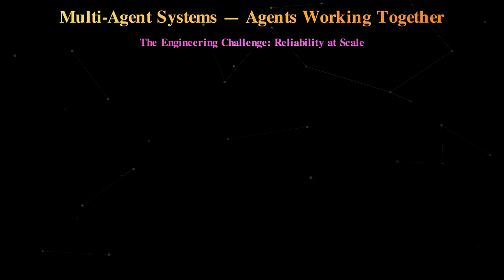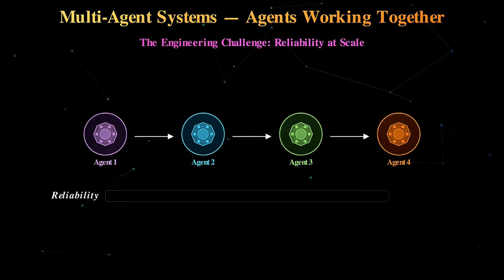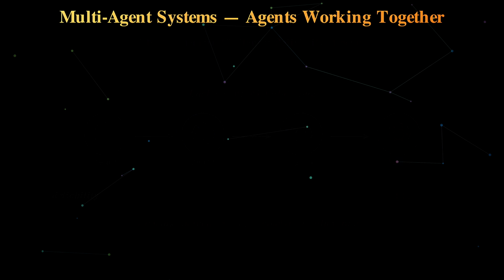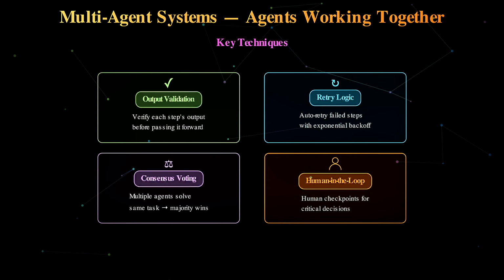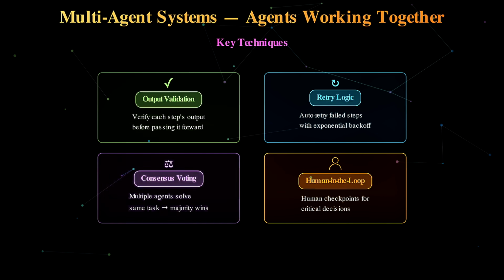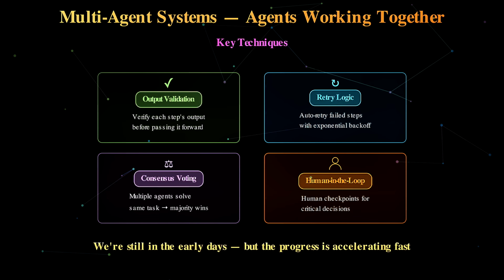The engineering challenge ahead is reliability at scale. Each agent in a multi-agent system has a certain failure rate, maybe 5% chance of producing a wrong result on any given step. Chain 4 agents together and the combined failure rate compounds. Techniques like output validation, retry logic, consensus voting, where multiple agents independently solve the same task and we take the majority answer, and human-in-the-loop checkpoints are all being developed to make multi-agent systems production-ready. We're still in the early days, but the progress is accelerating fast.